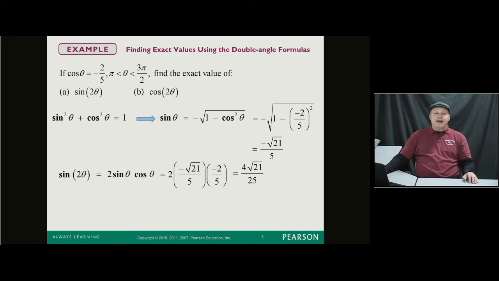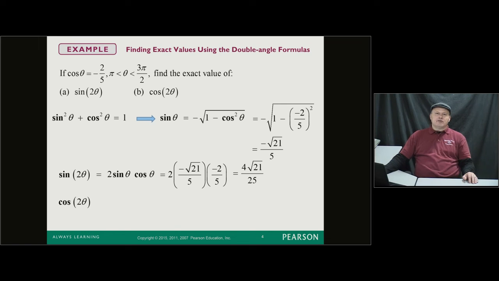Now, notice sine of 2 theta is positive 4 root 21 over 25. And you're like, wait, I thought sine was negative in the third quadrant. It is negative in the third quadrant. But look at sine of 2 theta. It's positive. So what does that tell me? That tells me 2 theta is not in the third quadrant. Theta is in the third quadrant, but 2 theta, since sine is positive, will either be in the first quadrant or the second quadrant. Right now, I just don't know which one.